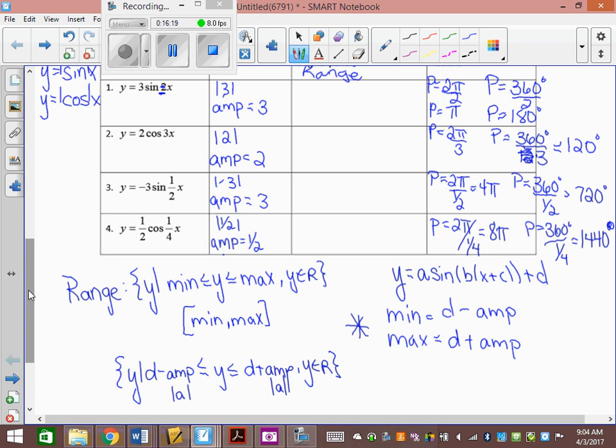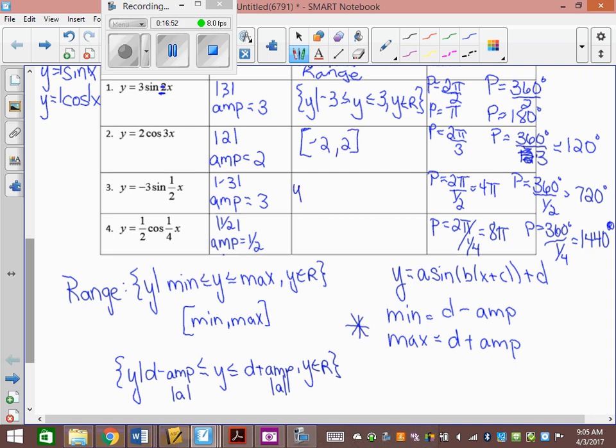So the range in this case, I'll do set notation, interval, set notation, interval, just so we get used to both. This one's going to be y such that it'd be 0 minus 3. So negative 3 is less than or equal to y is less than or equal to 3, yeah. This one, our min and max is going to be negative 2, positive 2, right? Because it'd be 0 minus 2, so negative 2. 0 plus 2, positive 2, right? So I'm going to do interval. So negative 2, positive 2.